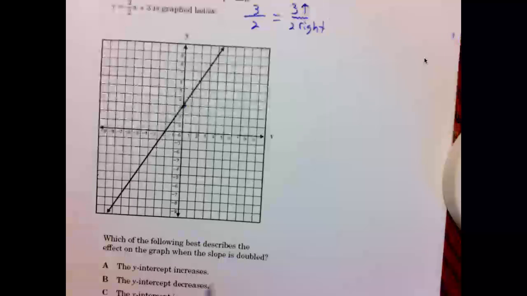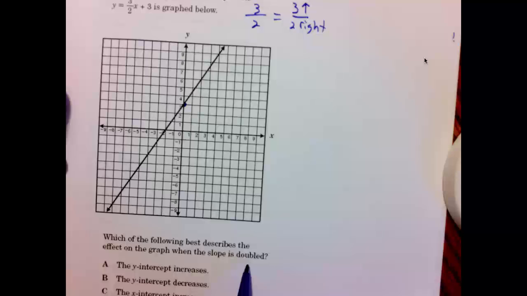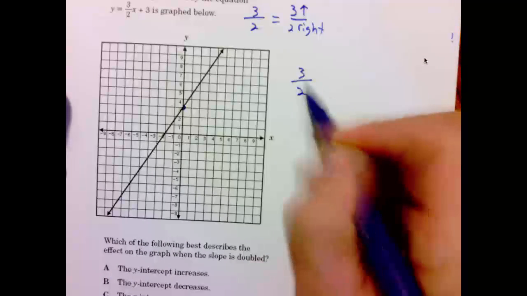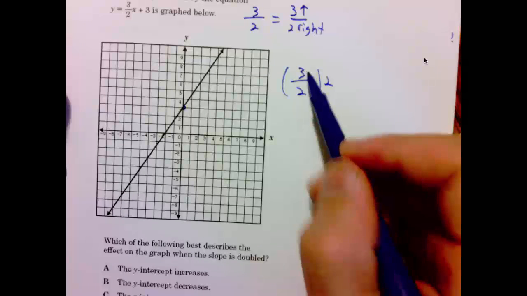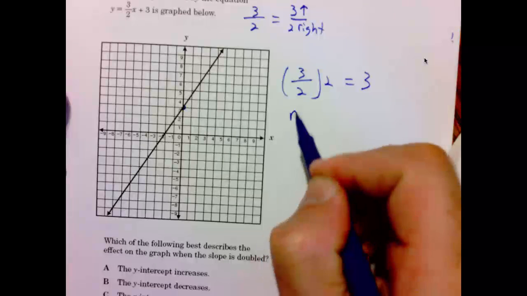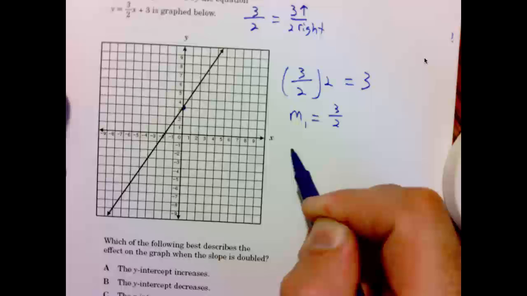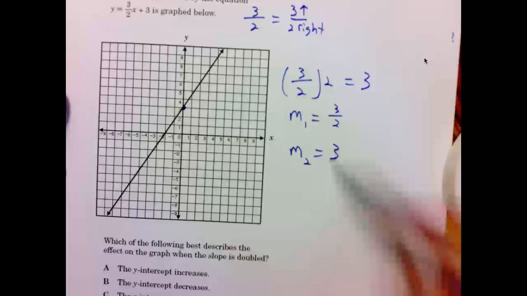Okay. It says, which of the following best describes the effect on the graph when the slope is doubled? Well, if we take 3 over 2 and double it, 2 times 3 is 6 over 2. That becomes 3. So our first slope was 3 over 2. Our new slope will be simply 3.